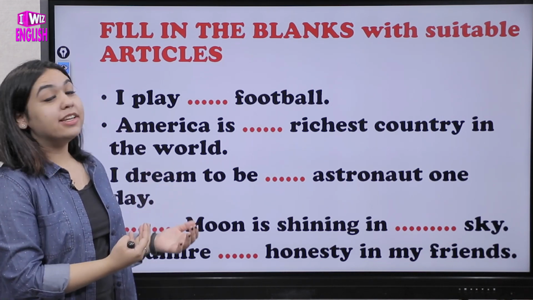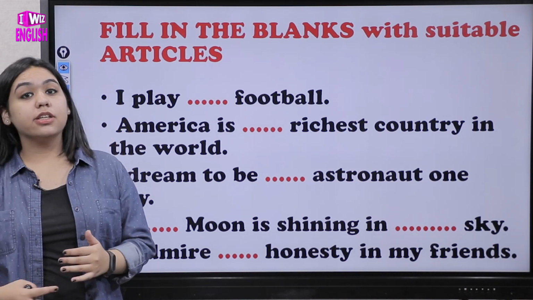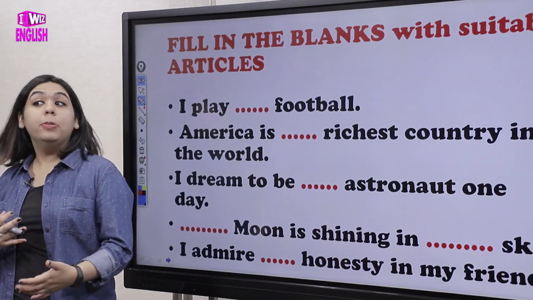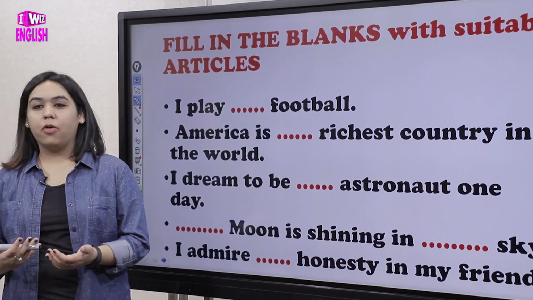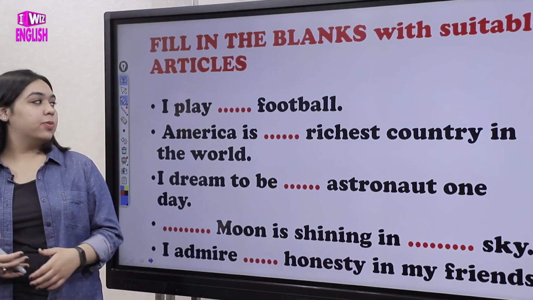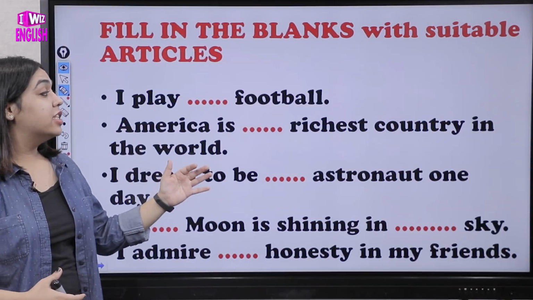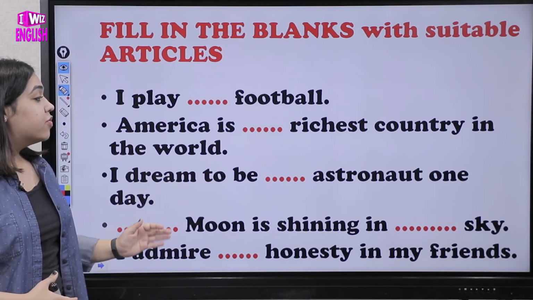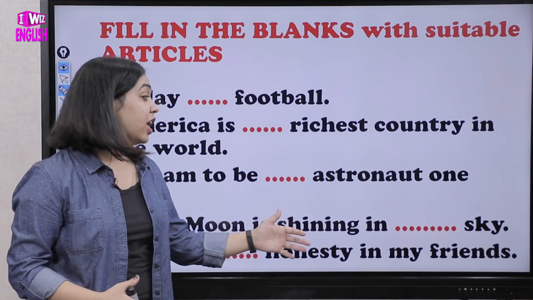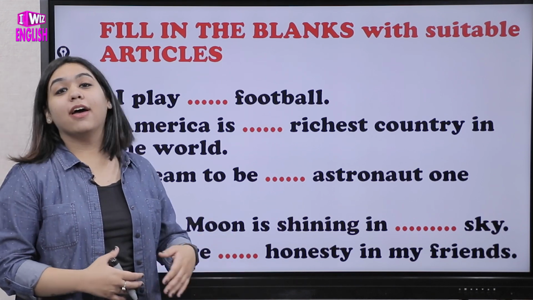Before ending our video, this is some work for you. Look at these sentences and fill in the appropriate articles, a, an or the. There could be a place where no article is required, so you have to look out for it. Comment your answers, and we'll be discussing it in our next video. Let me read them out for you. I play dash football. America is dash richest country in the world. I dream to be dash astronaut one day. Dash moon is shining in dash sky. And the last one is, I admire dash honesty in my friends.